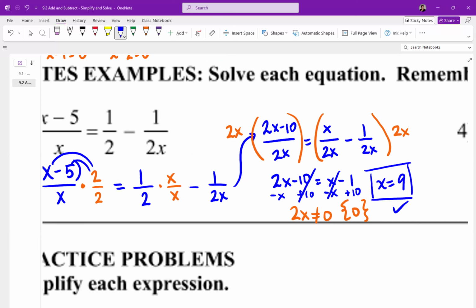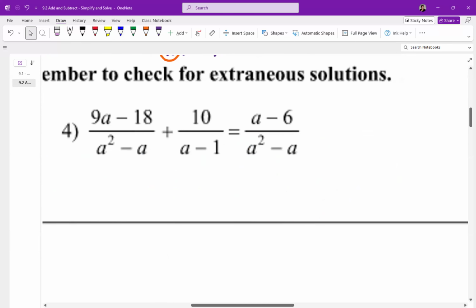How'd that go? It's okay. Sorry for multiplying. Okay, here's the last one.